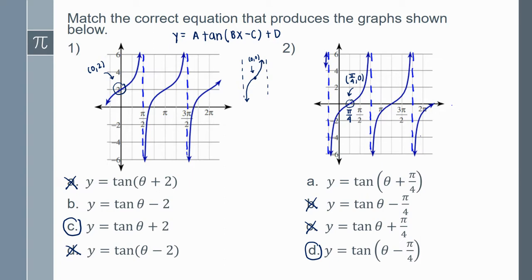All right. So remember, the reason why your phase shift is really, though, C divided by B. But luckily for us, since the B value is 1, pi over 4 divided by 1 is why that C value matches the phase shift. But be careful, that's not necessarily always the case.